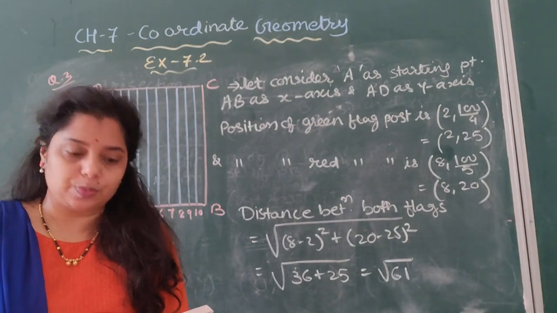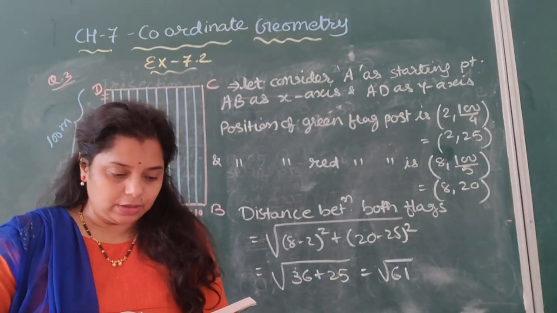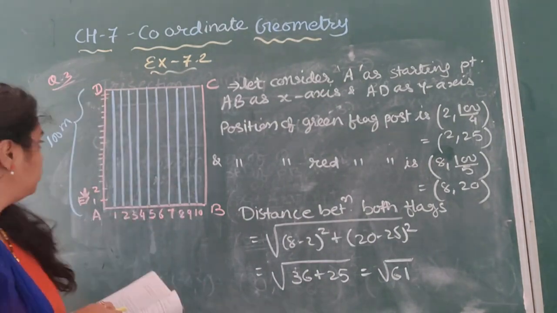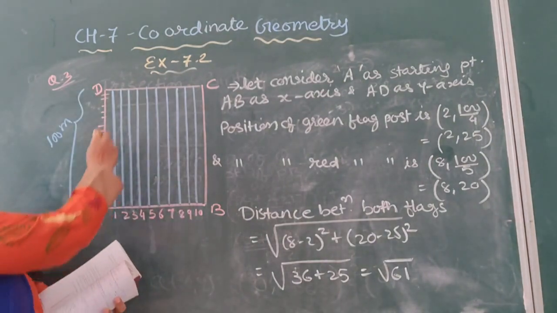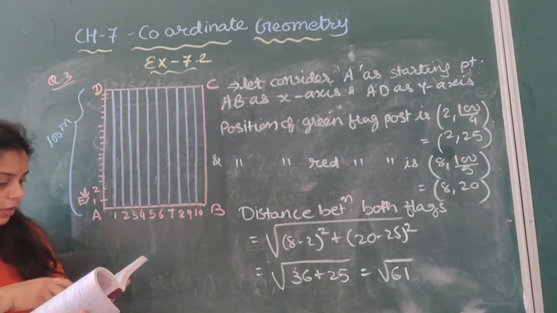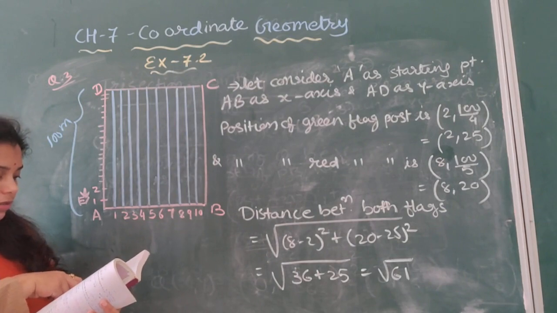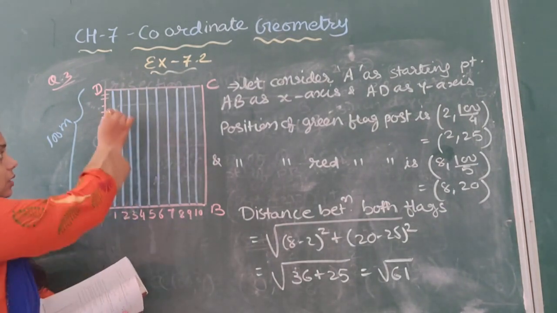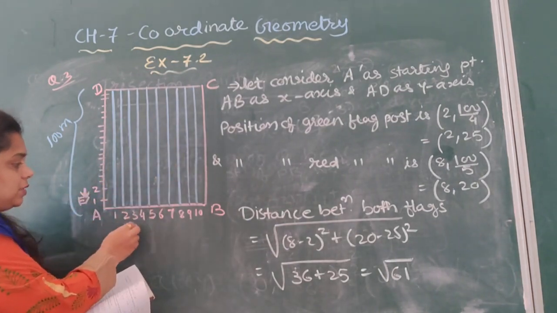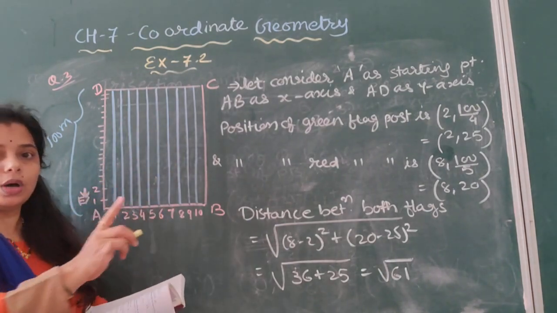To conduct a sports day activity in your rectangular school ground ABCD, I have drawn here a figure. It is ABCD, a rectangular ground. Lines have been drawn with chalk powder at a distance of 1 meter each. So these are the lines which they draw with the chalk powder, and the distance between each line is 1 meter.